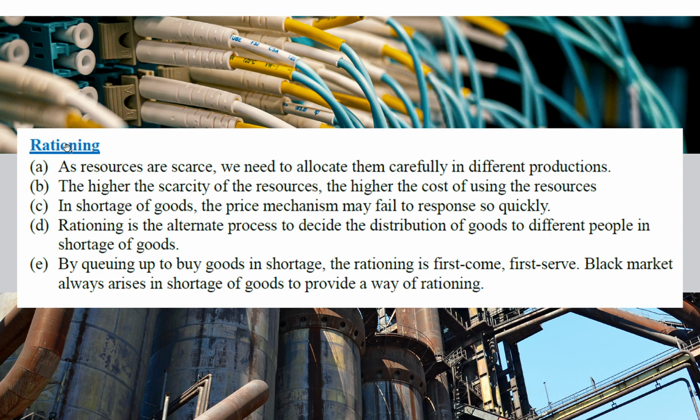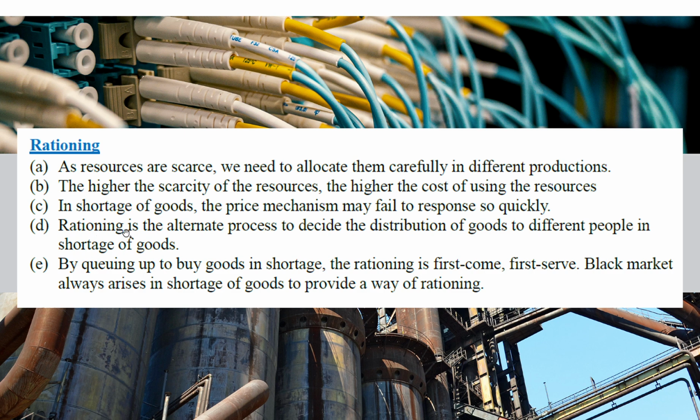Then rationing. Sometimes the price mechanism doesn't work. In a shortage of goods, the price mechanism fails to work, so the government has to use rationing. Rationing is the decision by the government on the distribution of goods to different people. So some people get rationing for meat, rationing for milk, or rationing for anything that's scarce in society, and we call it rationing. Even in Brazil they use rationing too, because there are not enough products.